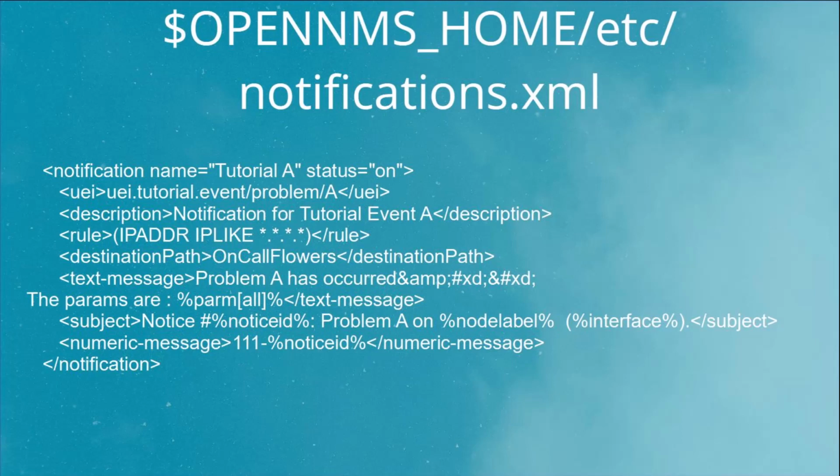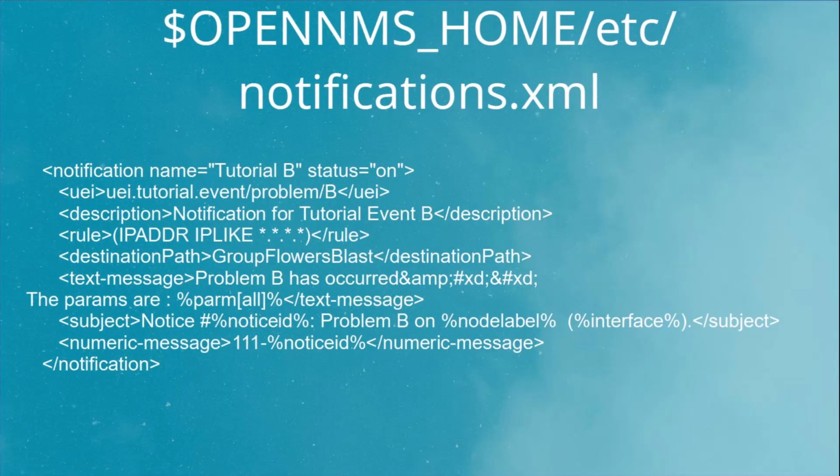Add the following to notifications.xml to create Tutorial A. The event trigger problem/A. The destination path of on-call flowers. The following template holds for all 3 notifications. The notification is made for any IP. The description, text message, and subject are templated, differing only in A, B, or C. The numeric message is standard.